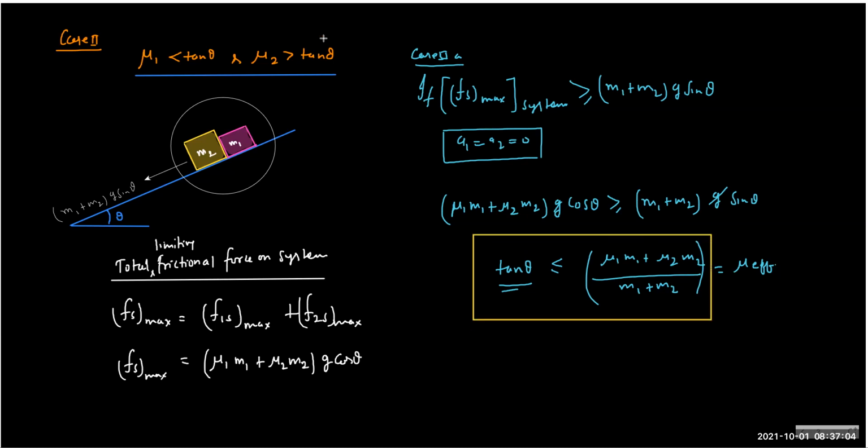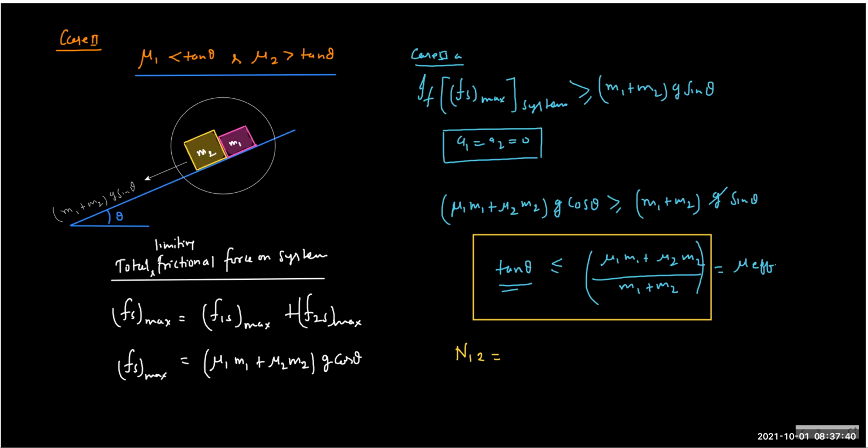So for a two block problem, what we do is we check this value against the tan theta of the plane, and the winner will decide whether the motion will take place or not. Now, as we have already identified that a normal will develop between the blocks, how much normal will develop? Can you tell me? This is a very straightforward answer. M1 g sin theta.